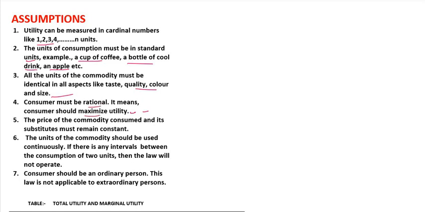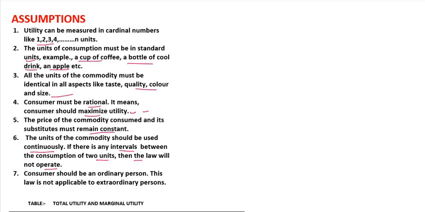The price of the commodity consumed and its substitute must remain constant. We already told you about that: the other things remaining the same. The units of a commodity should be used continuously. If there are any intervals between the consumption of two units, then the law will not operate.